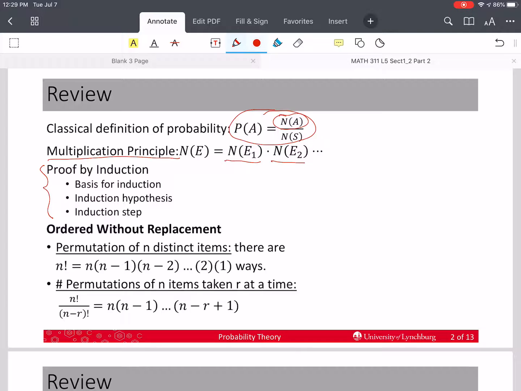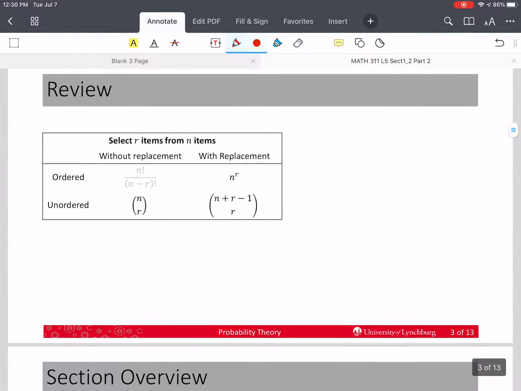And last time we talked about ordered without replacement, and we said that if we want to reorder n distinct items, there are n factorial ways to do that: n times n minus 1, n minus 2, ... times 2 times 1 ways. Now, when we want to select r at a time from n distinct items, then we ended up with this expression, n factorial divided by n minus r factorial. I also want to remind you that 0 factorial is defined as 1. Not 0, but 1. Otherwise, we'd be dividing by 0, and that's not possible.